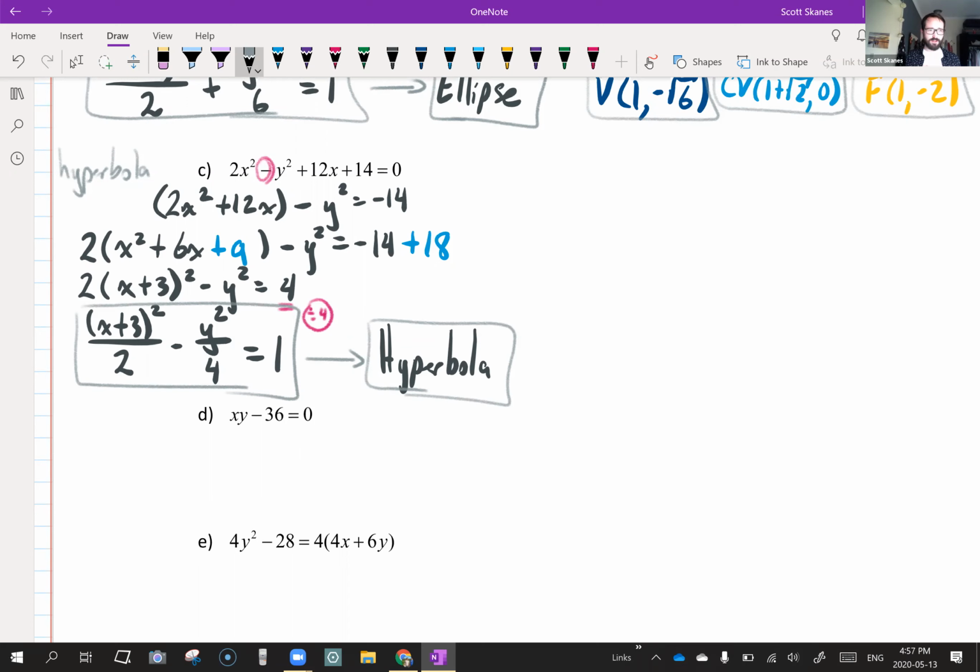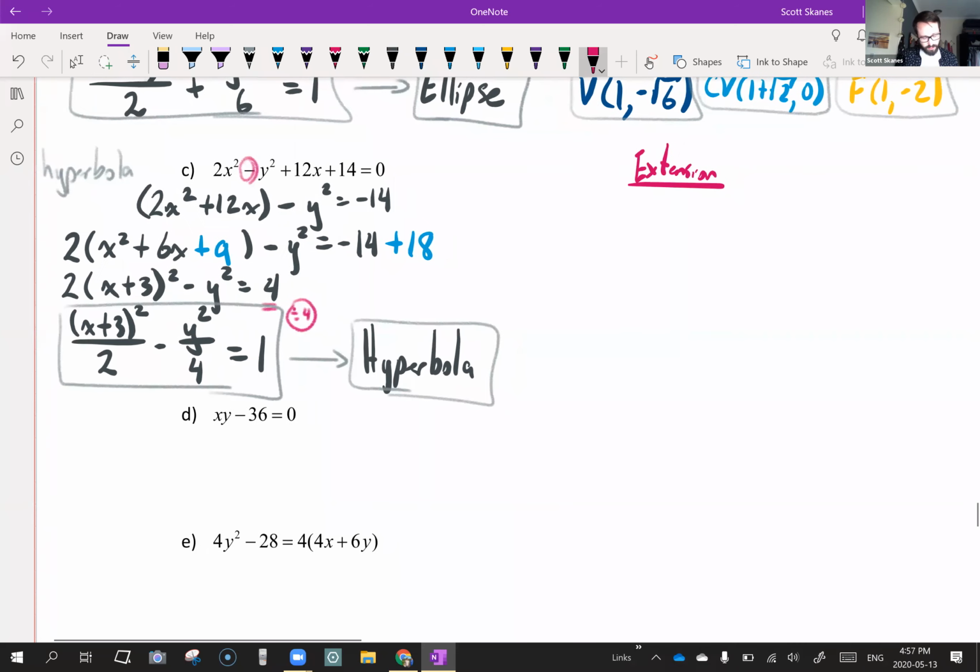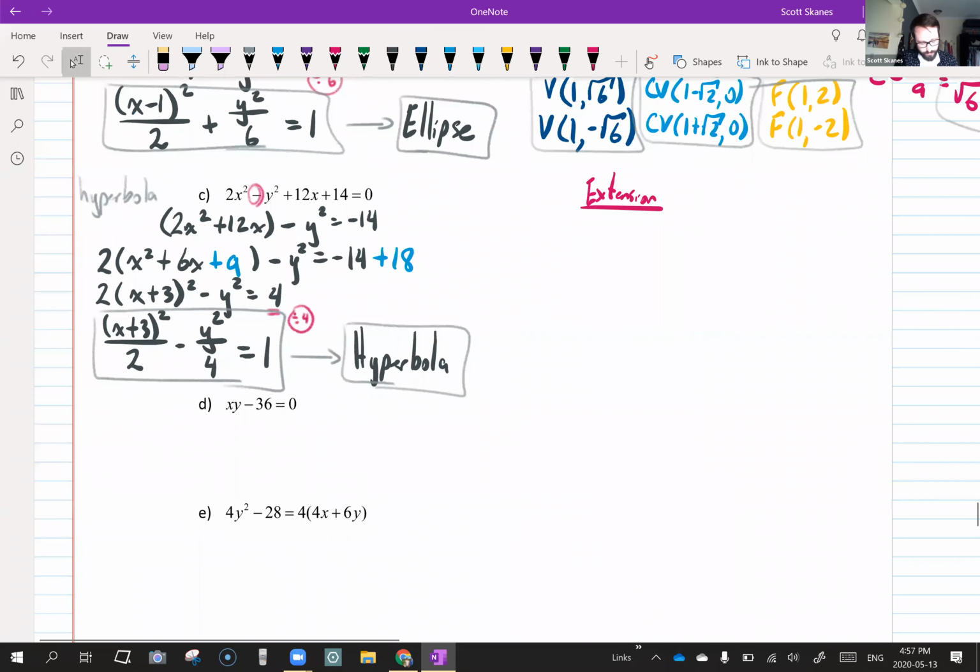Okay, so once again, I'll do the extension just as a review. By extension, I mean I need 5 things. Now for the hyperbola, the 5 things are center, vertices, co-vertices, foci, and we don't have the eccentricity this time, we have asymptotes. So I'll just go ahead and do that. How do we get the center? Let's see, the center is 3 and 0. Negative 3 and 0.